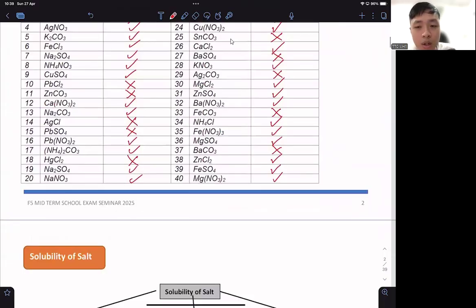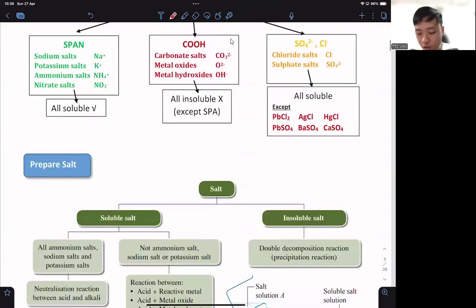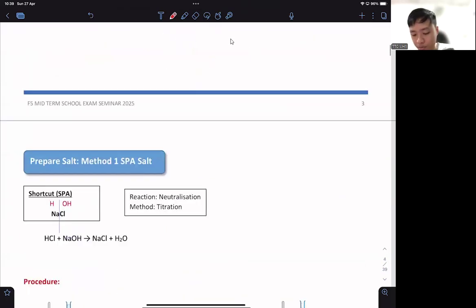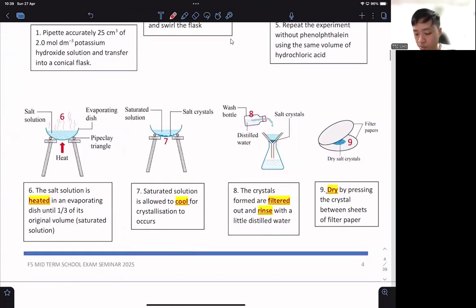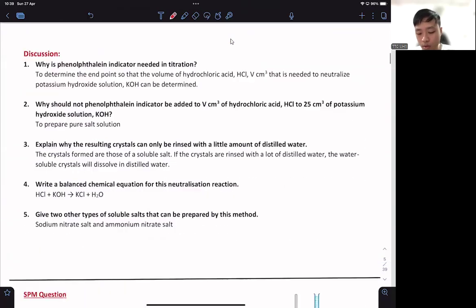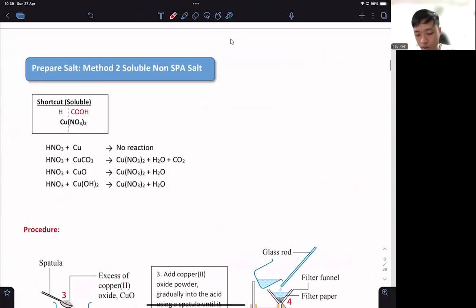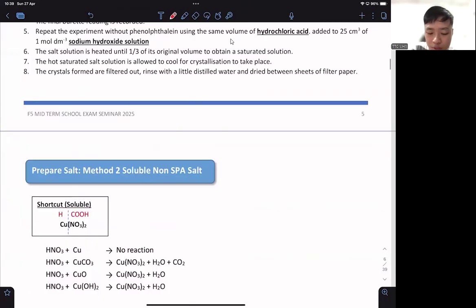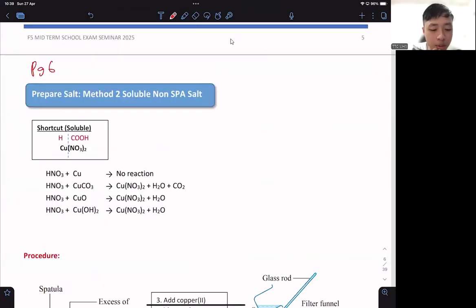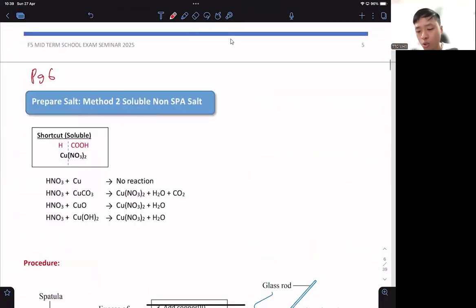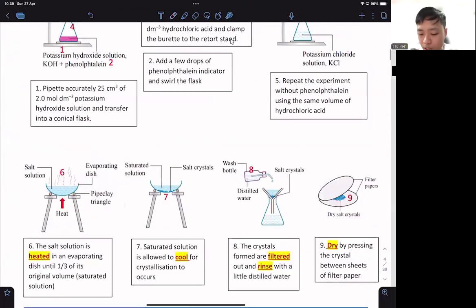A bit of a reminder. Okay, so this one, I use this one. Remember? Page 6. Okay, page 6. Later you do one question about this. Page 6.